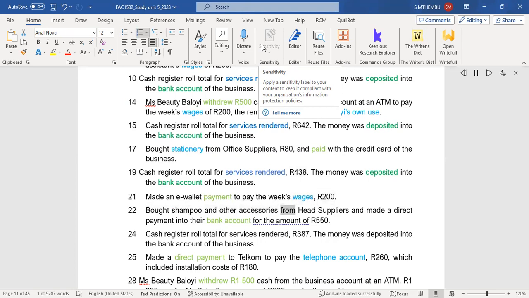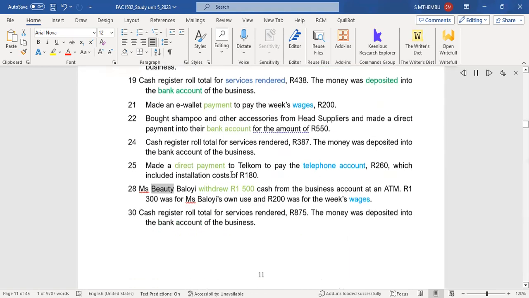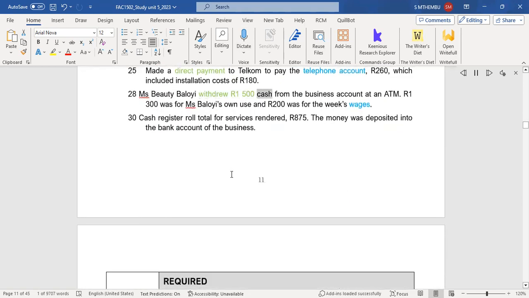Bought shampoo and other accessories from Head Suppliers and made a direct payment into their bank account for the amount of R550. Cash register roll total for services rendered, R387. The money was deposited into the bank account of the business. Made a direct payment to Telcom to pay the telephone account, R260, which included installation costs of R180. 28, Ms. Beauty Beloy withdrew R1,500 cash from the business account at an ATM.